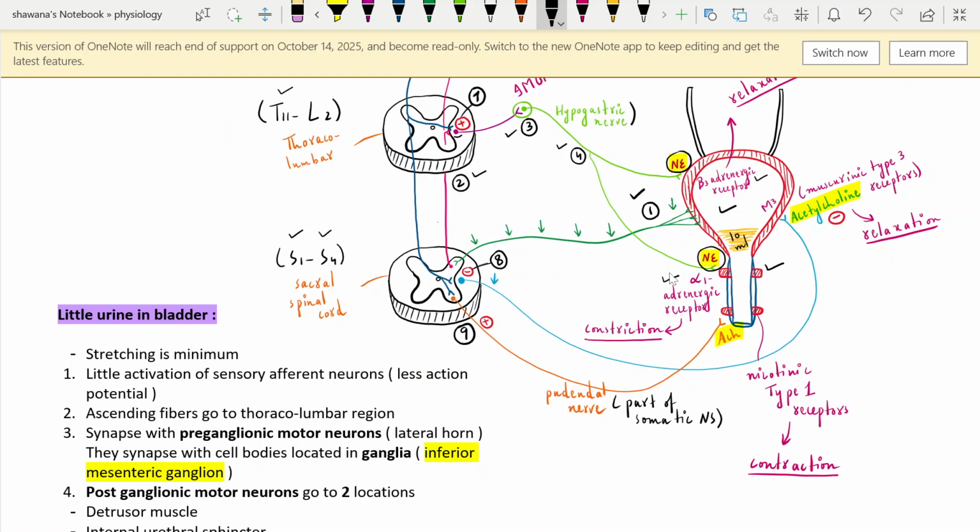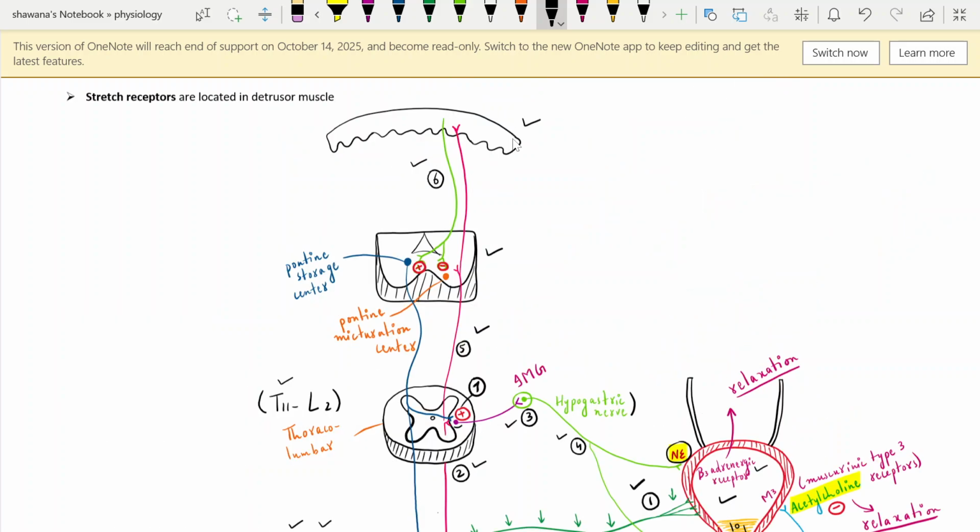What is the fifth step? Let's discuss. Other fibers will ascend, and they will synapse with the pons and the cerebral cortex. Okay, this is the pons, and this part of the cerebrum is the cerebral cortex. They will ascend. The sixth thing is that the fibers from the cerebral cortex will become aware that there is small quantity of urine present in the bladder.